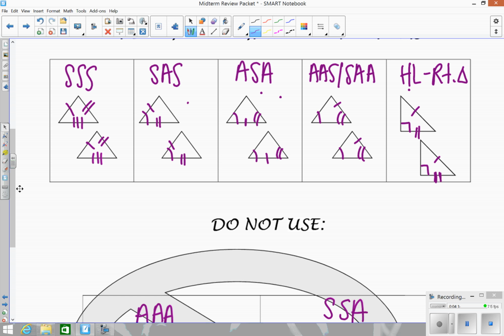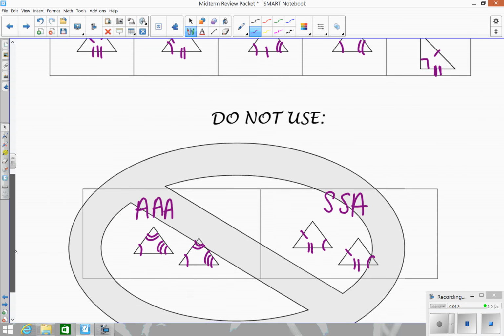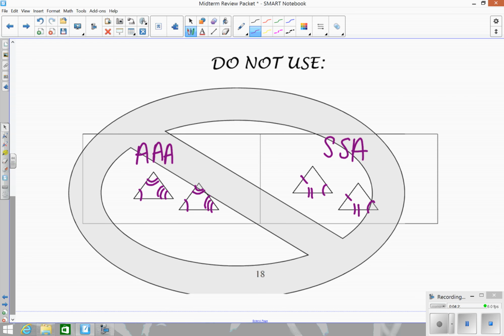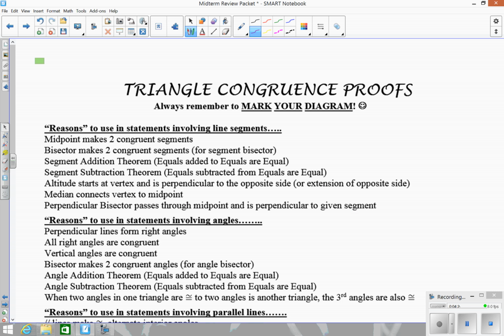So just keep in mind, if you ever see side-side angle, look for a right triangle, because if it's a right triangle, you can use HL. If it's not a right triangle, then you can't prove the 2 figures are congruent. On the next page, I'm going to just let you read through these. These are just all different reasons that you can use in proofs.